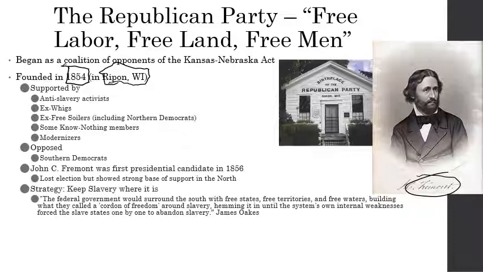And they really, really opposed the Southern Democrats, not so much the Northern Democrat Party, which is starting to, again, become split after 1850, but the Southern Democrats especially. Their first presidential candidate, 1856, was John C. Fremont, and he lost the election, but there's actually a big strategy of support and base of support in the North that's growing. And the strategy, again, the big thing is keep slavery where it is. So not expanding slavery, but not abolishing slavery either. And again, most of their arguments are economic in nature, that it's going to harm white workers to expand slavery.